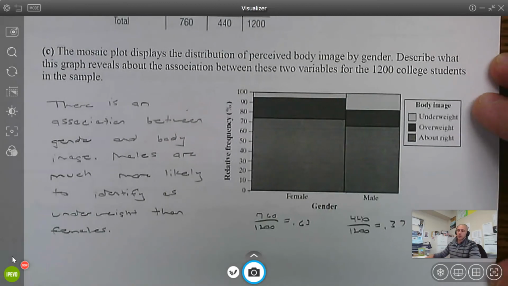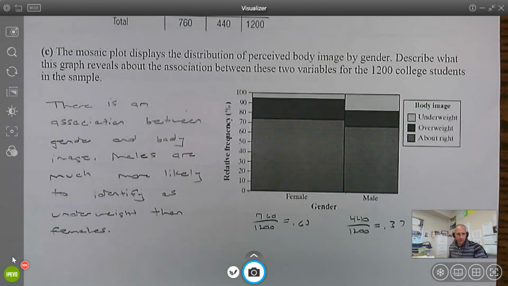So nothing really groundbreaking. All right, that's a quick overview for chapter 1. You should have taken notes on this and have this outline filled out ready to go.